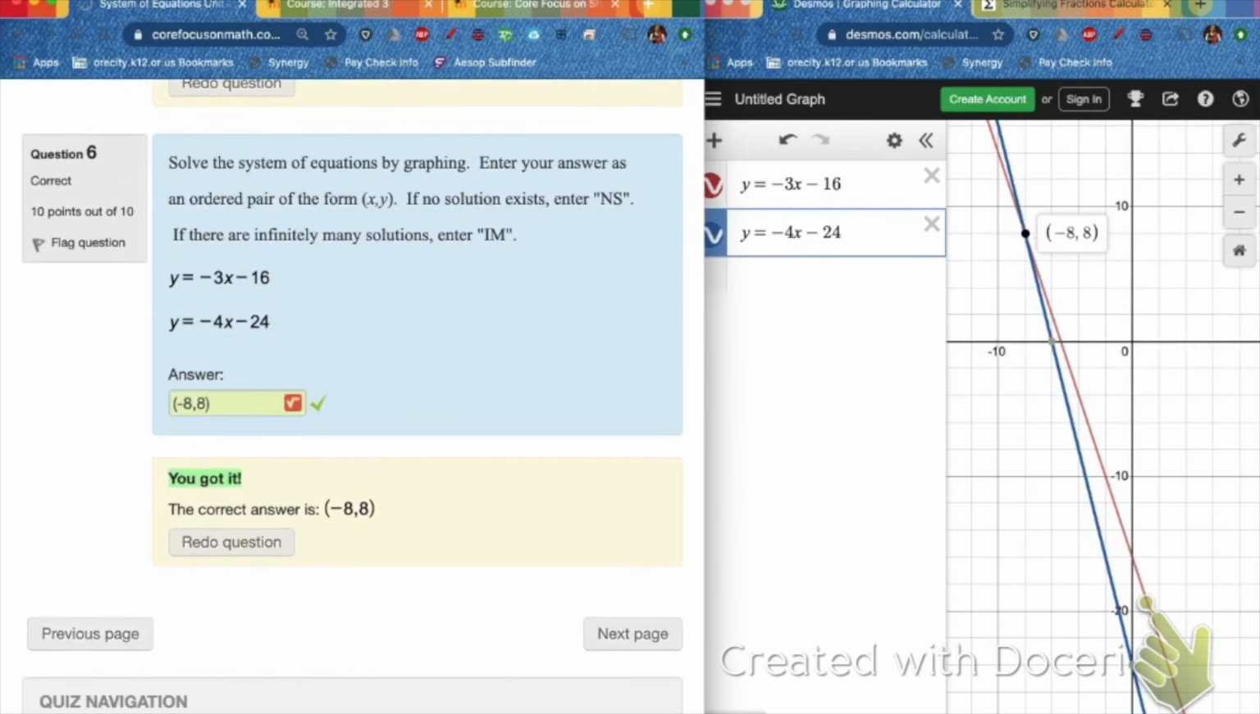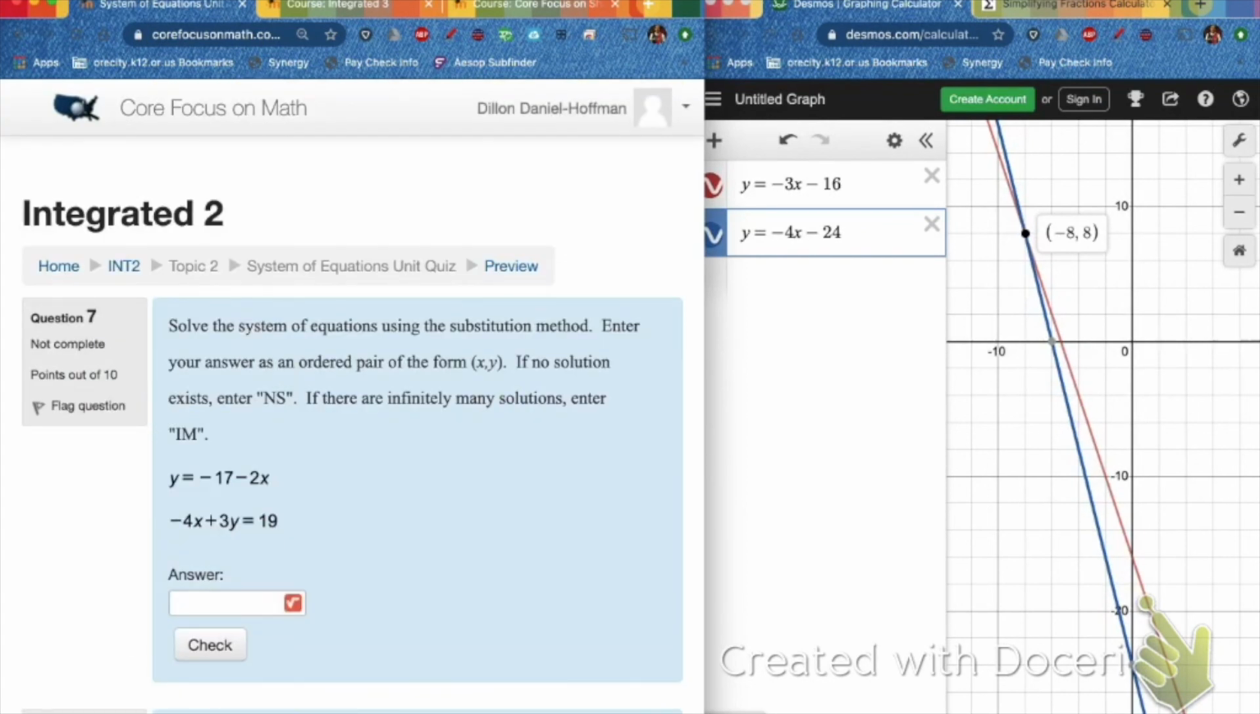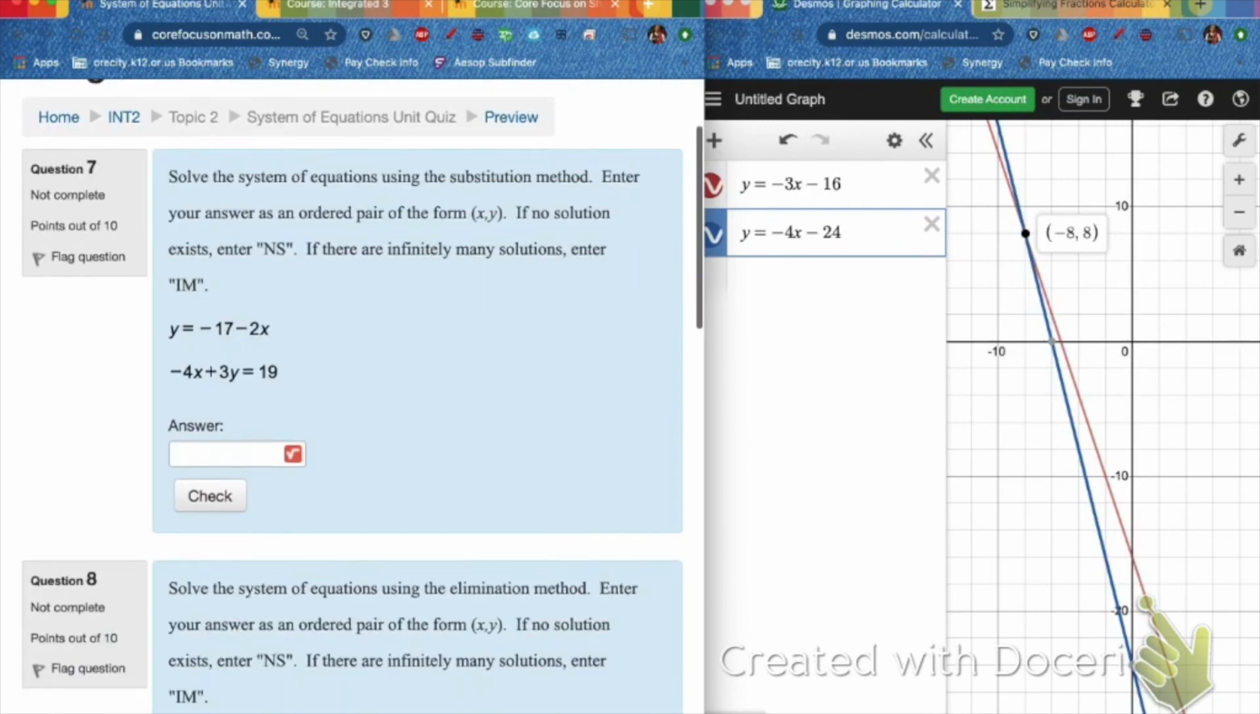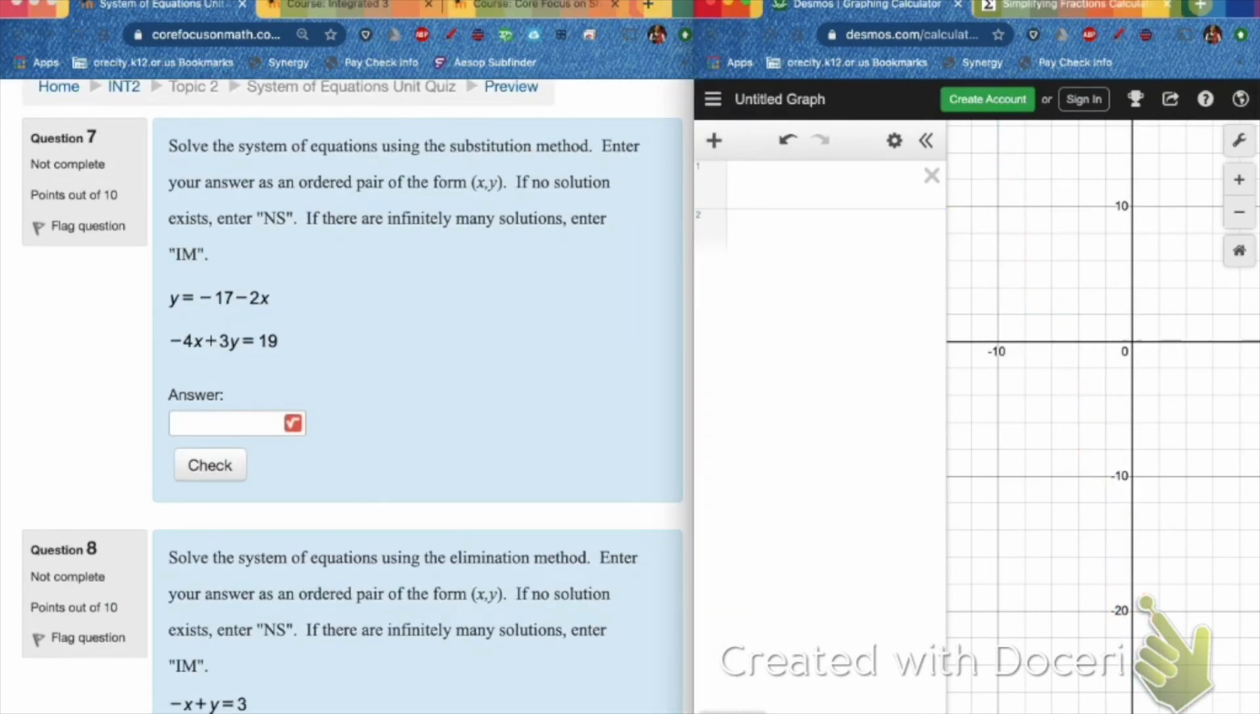They want you to write out all the steps. Like for this one, sure, I could type these equations in and see where the graphs cross, but I am going to do myself a favor, and I'm really going to follow the directions here and use substitution to solve this problem. Reminder that this equation down here is in standard form, so I need to rewrite that.